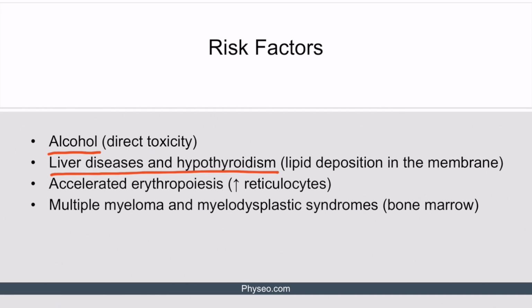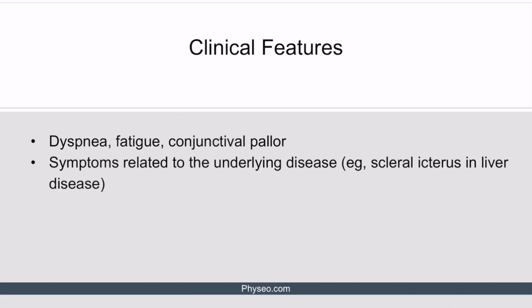Non-megaloblastic macrocytosis can also result from accelerated erythropoiesis due to increased production of reticulocytes that are larger than mature red blood cells. Finally, multiple myeloma and myelodysplastic syndromes can also result in macrocytic anemia, likely by compromising the function of the bone marrow. All right, now let's discuss the clinical features.